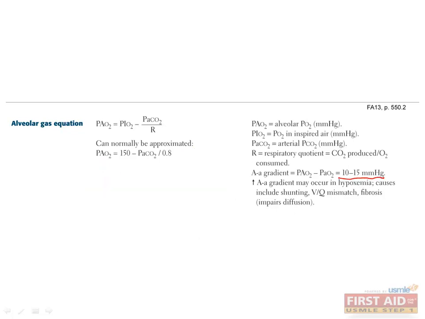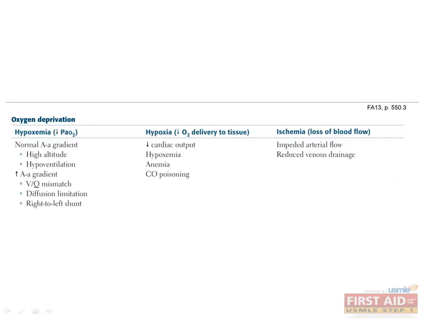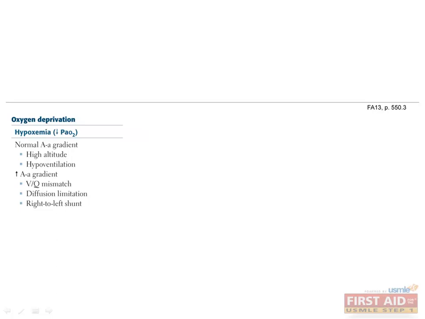If you see an AA gradient that's greater than 15 millimeters mercury with hypoxemia, you should be thinking about some sort of right-to-left shunt, VQ mismatch, or a diffusion limitation problem, as we just discussed. This is a useful framework for understanding the various scenarios in which not enough oxygen gets to the tissues.